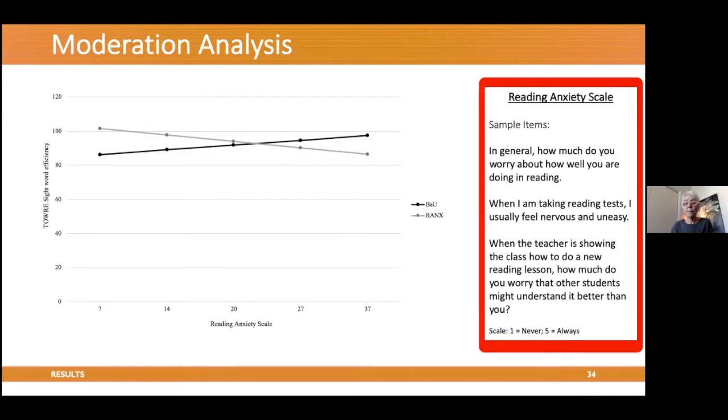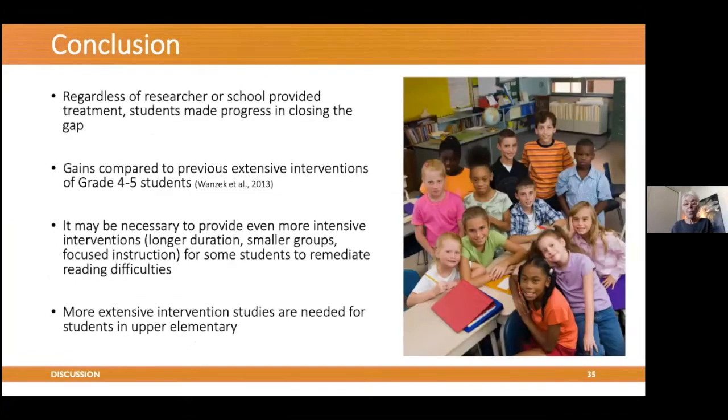In terms of the moderation analysis, again, represented on this slide, what we can conclude is that regardless of researcher or school provided treatment, students made progress. So if you look at the slopes, even for standard scores, which controls for age or grade, depending on the measure, the school provided treatment and the researcher provided treatment, students did make progress. And that progress could be interpreted as moving towards closing the gap.